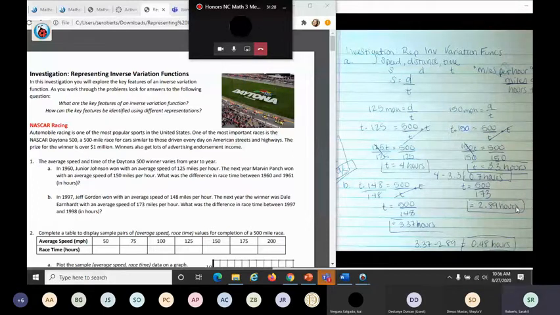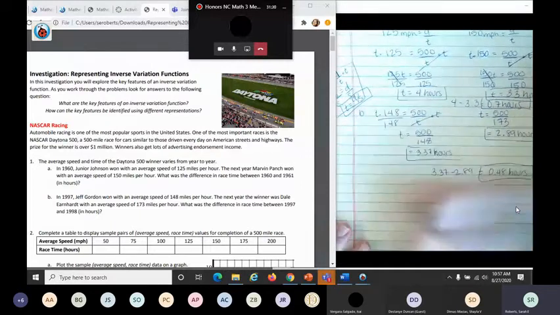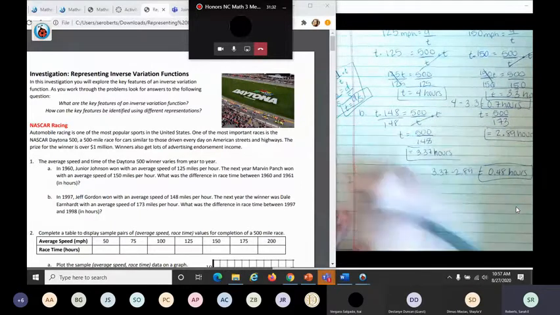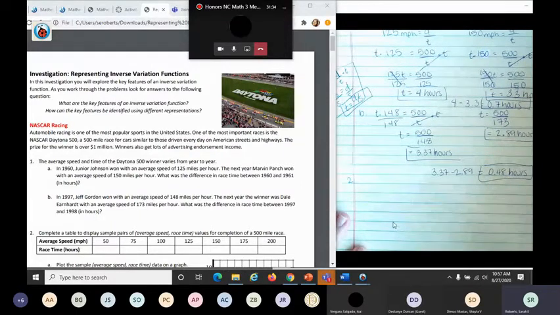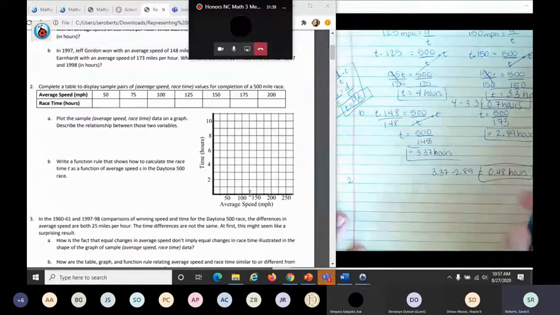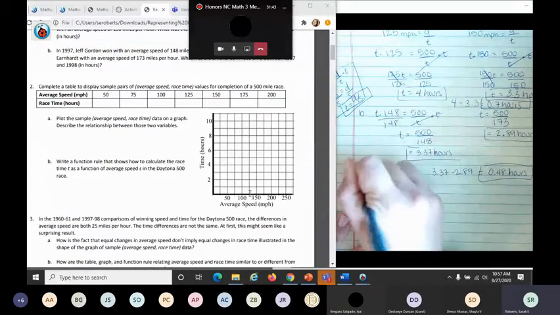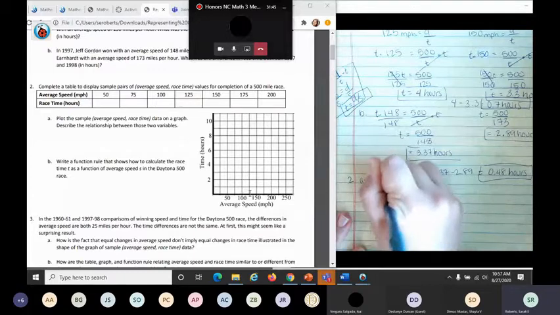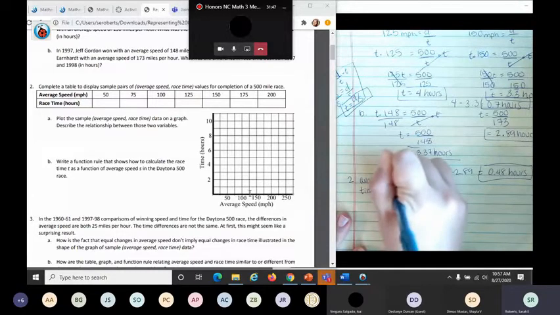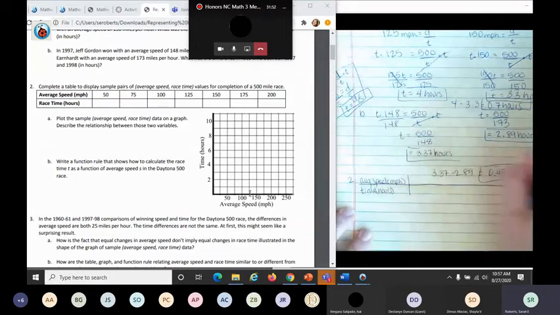Okay, any other questions? All right, great work. So we're going to go ahead and start with number 2. So number 2, it gives us a chart that we need to fill in first. Let me scroll down. Okay, so we have average speed, and we have time in hours, and then this one is in miles per hour. Okay, and we need to fill out a chart of values.